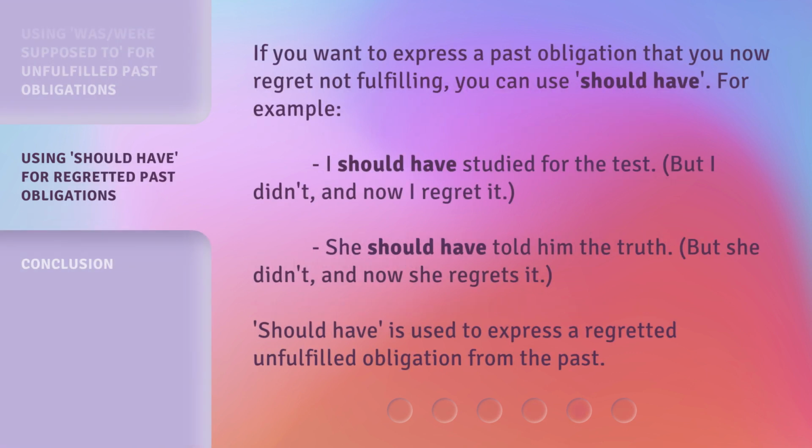If you want to express a past obligation that you now regret not fulfilling, you can use "should have." For example, I should have studied for the test. But I didn't, and now I regret it. She should have told him the truth. But she didn't, and now she regrets it. "Should have" is used to express a regretted unfulfilled obligation from the past.